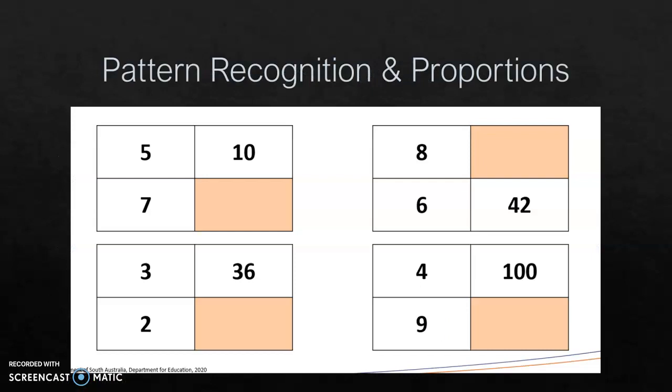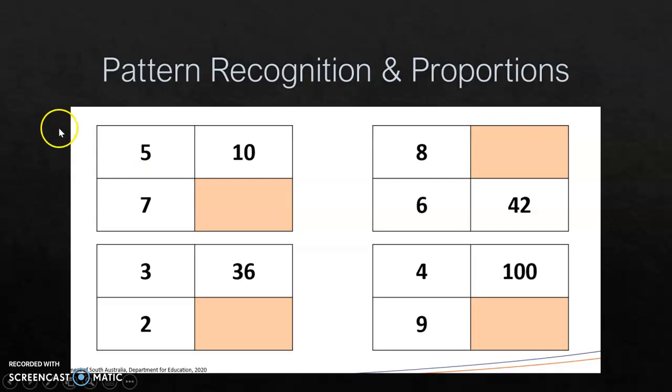So pattern recognition and proportions. You guys are going to complete a worksheet that looks like this in a moment. I'm going to complete the first example for you now. But once I've done the first one here, I'm going to let you guys pause the video, have a go at the other 3, and then click back on when you're ready to see or hear the answers. If you're struggling, watch this the whole way through and then have a go once you get to the worksheet.